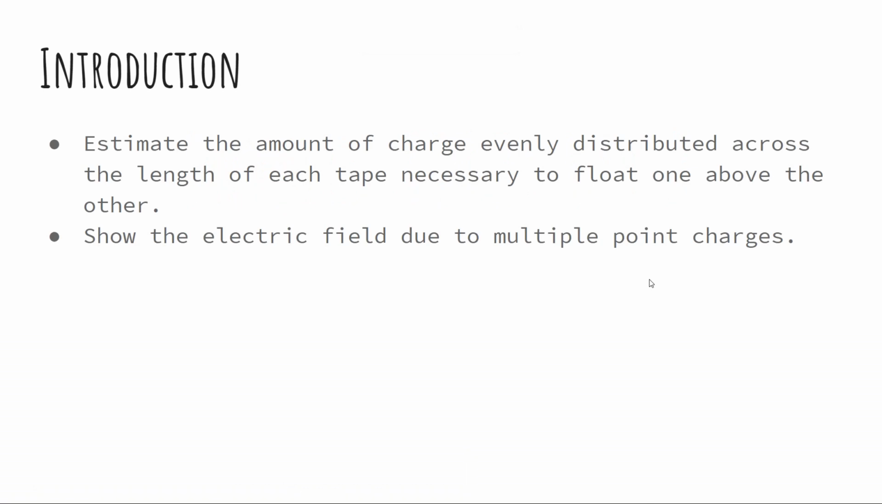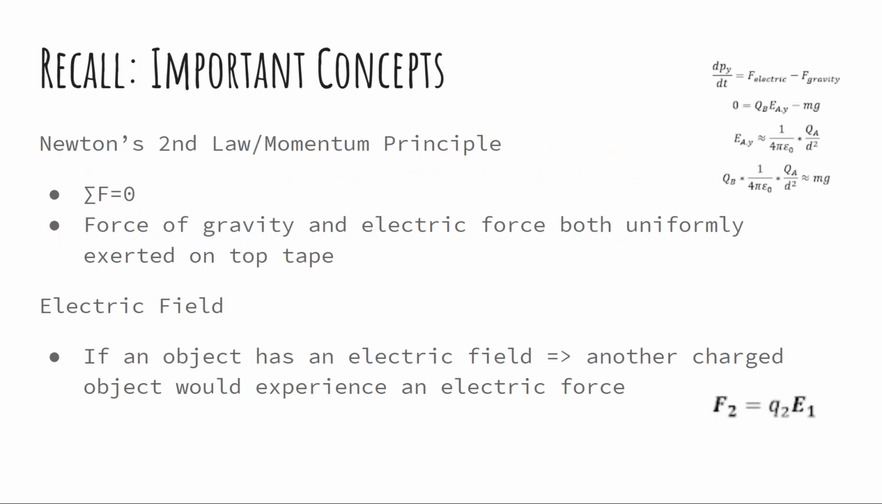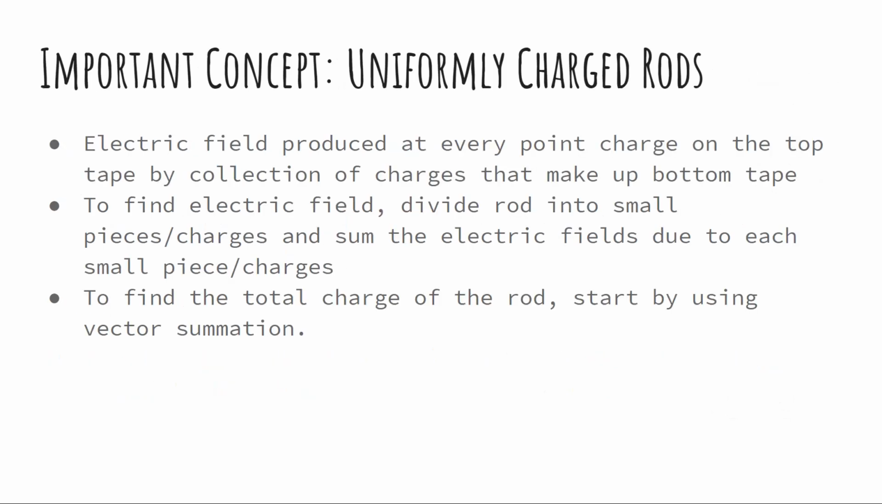In this lab, I will be focusing on calculating the charge of a piece of tape modeled as a uniformly charged rod and showing an electric field due to a larger number of point charges. If you can recall from the last lab, I treated both tapes as individual point charges, and these are the important concepts from that. In this lab, the tapes are modeled as uniformly charged rods made up of 10 point charges. At every point charge, there is an electric field produced on the top tape by the collection of point charges on the bottom tape.